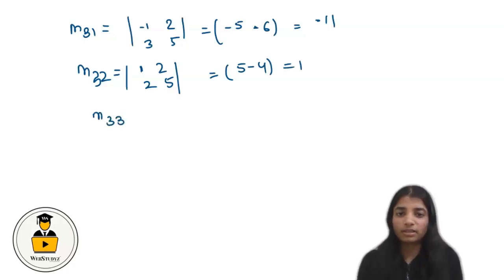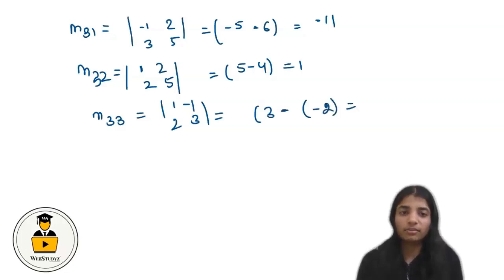Now M33 becomes equal to the matrix 1, minus 1, 2, 3. Calculating it, that is 1 multiplied by 3 is 3, minus of minus 1 multiplied by 2 is 2. So 3 minus of minus 2 is plus 2. So 3 plus 2 is 5. So they are all the determinants.